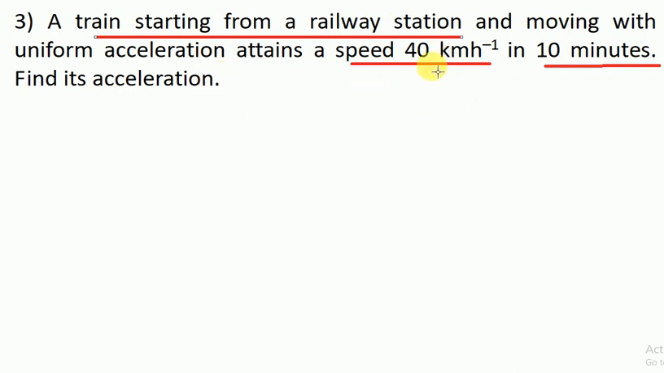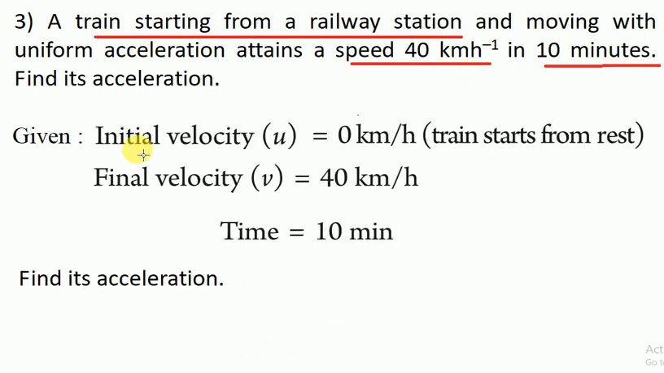The final velocity of the object is 40 km per hour, and the time is given as 10 minutes. If you follow the SI unit system, we need to convert time into seconds, and we have to convert 40 km per hour to meter per second. That means we will multiply by 5 by 18 here again. So the information we collected from this question is initial velocity is equal to 0 km per hour. Why is it 0? Because the train starts from rest. Final velocity is given in the question, that is 40 km per hour, and time is equal to 10 minutes.